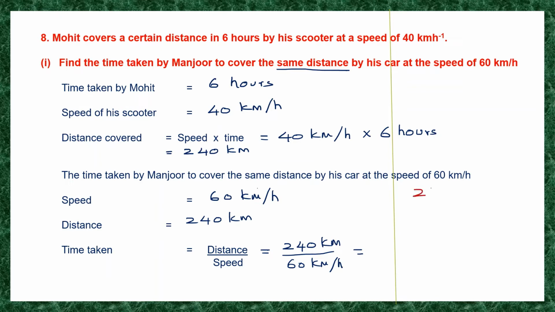So let's do that. 240 divided by 60. First we can cancel the zeros and divide 24 by 6. 6 fours are 24. So our answer here is 4. That means the time taken is 4 hours. So the time taken by Manzoor to cover that same distance by his car at the speed of 60 kilometers per hour is 4 hours. So we have found the first answer. The first answer is 4 hours. Now let's go to the second part.